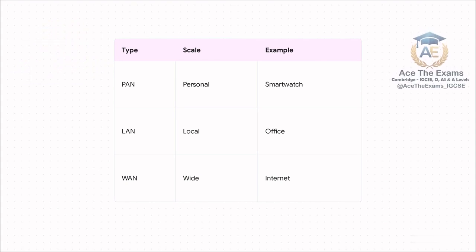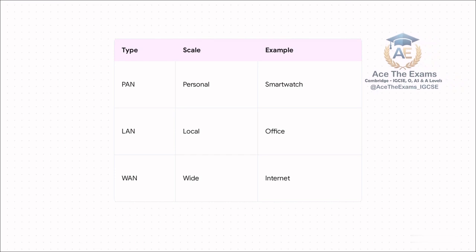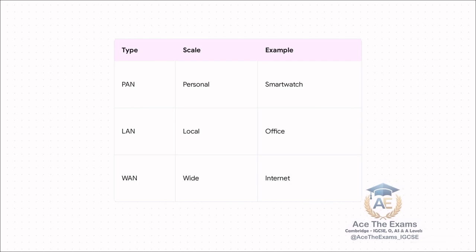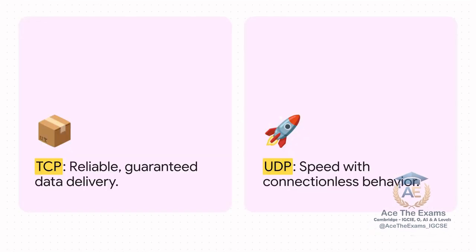A PAN, or personal area network, is tiny. It's just your smartwatch talking to your phone via Bluetooth. A LAN, local area network, is contained within a single geographical location. Think an office building or your school. And a WAN, wide area network, covers a massive geographical area, with the internet being the ultimate example, obviously. Knowing the scale is absolutely crucial because it dictates which hardware and protocols you need to mention in your exam answer. Let's see how this builds into the actual protocols running on those networks.